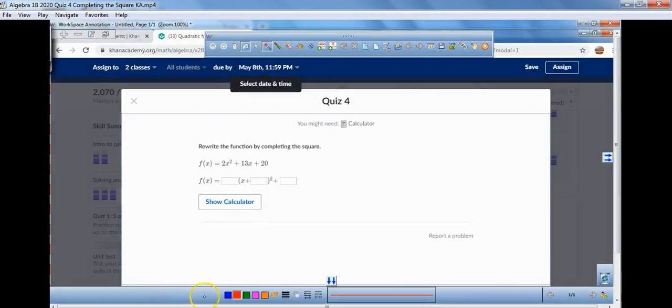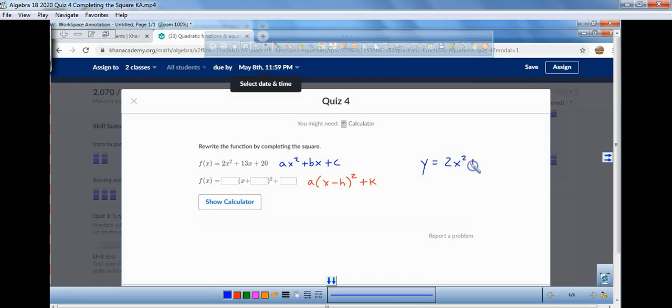So right now we are in standard form, 2x squared plus 13x plus 20, which is ax squared plus bx plus c, and we're going to have to change that to vertex form. Vertex form is a parentheses x minus h close parentheses squared plus k. So we're going to have to find the different values that go into those empty boxes. Alright, so we're going to change f of x to y equals 2x squared plus 13x plus 20.